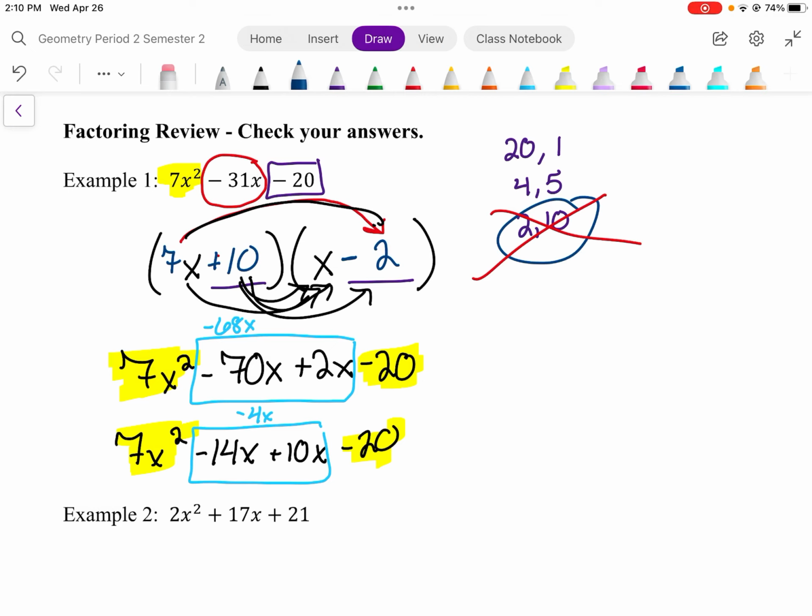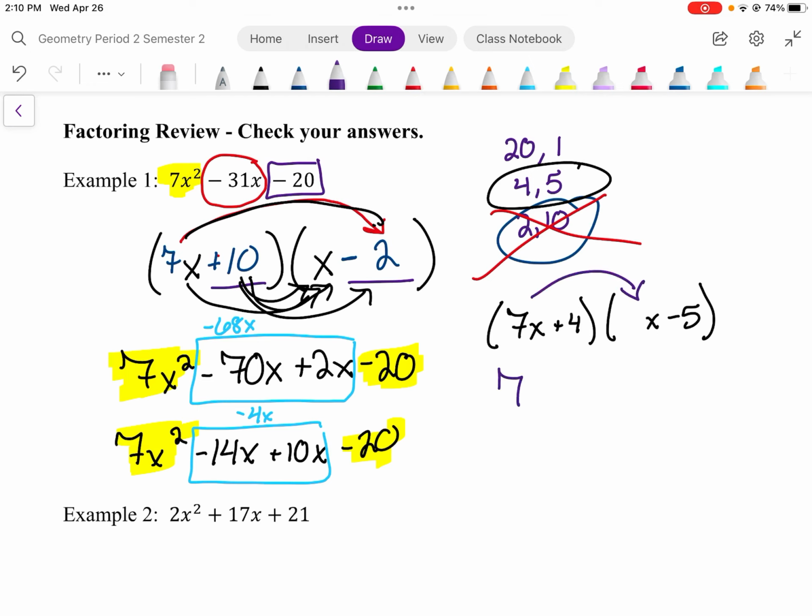So we're going to go back. We're going to try our different one. Let's try 4 and 5. So we can have 7x plus 4, 7x minus 5. Oh, sorry, not 7, just a 1x minus 5. Okay, so if we try this one, we would get 7x squared minus 35x plus 4x minus 20.